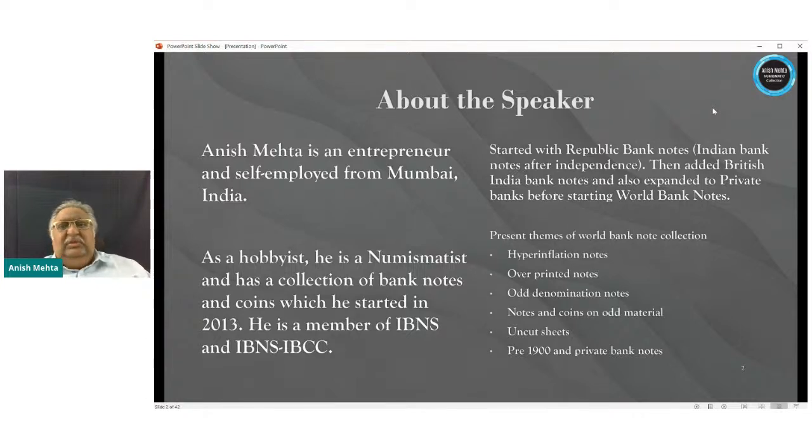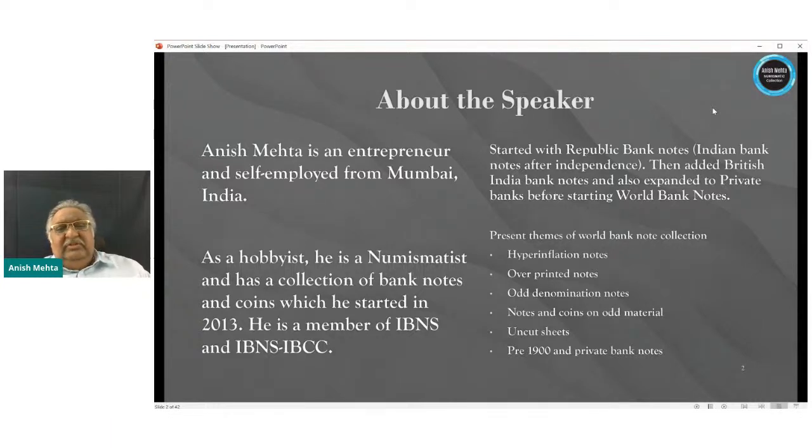I started with the Indian notes, initially with the Republic notes, which means the notes printed after independence, and then shifted to British India, which is prior to independence, and the private banks, which are sometimes in the pre-1900 period.